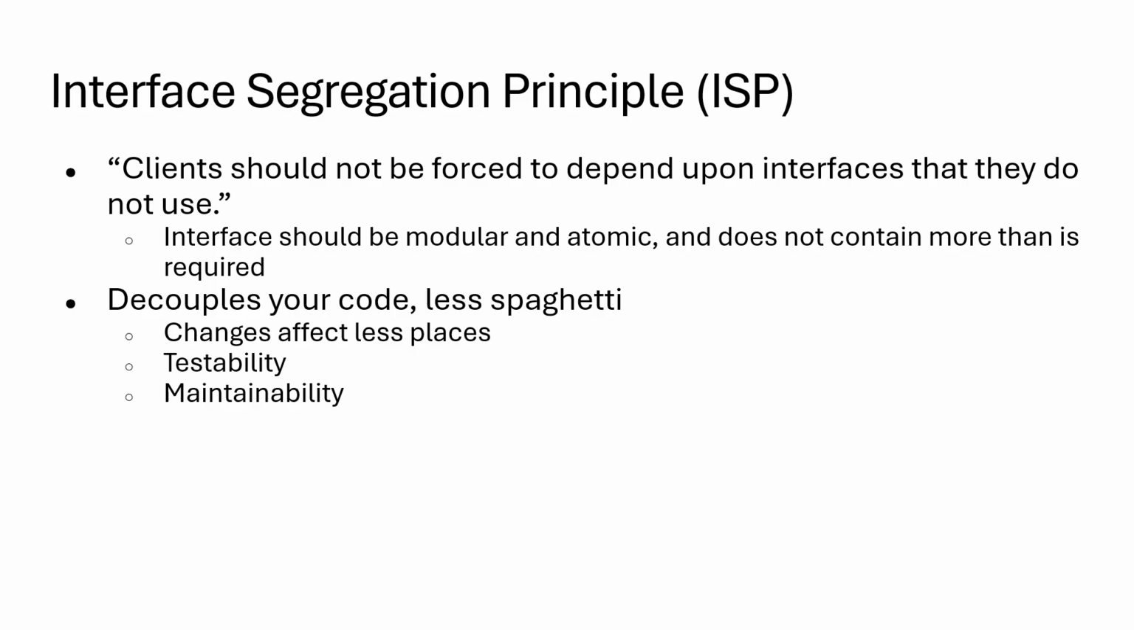So the fourth principle, which is the interface segregation principle, is more abstract. It's something that's very difficult to understand. But essentially, it tells you that interfaces should be modular and atomic. Has anyone here not heard of interfaces in their lives before? In any programming language that you have used? Okay, so interfaces exist in basically every programming language that supports some level of OOP.